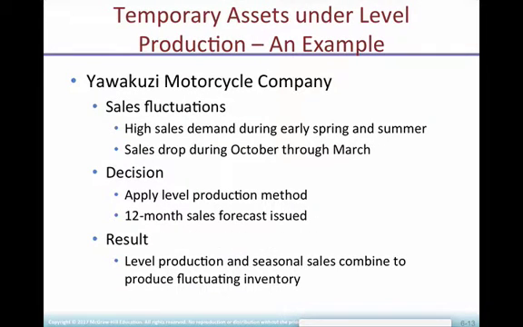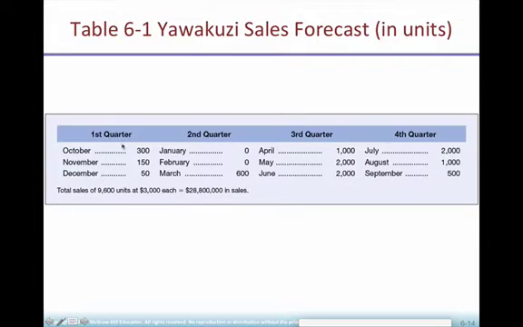So for this example, a motorcycle company, of course, is a seasonal type of production. Sales fluctuate, with high sales during early spring and summer, and then lower sales October through March. If you decide to apply level production and smooth out production, then you'll end up producing the same amount per month, but you have to forecast the amount for the year to calculate how much to produce every month.